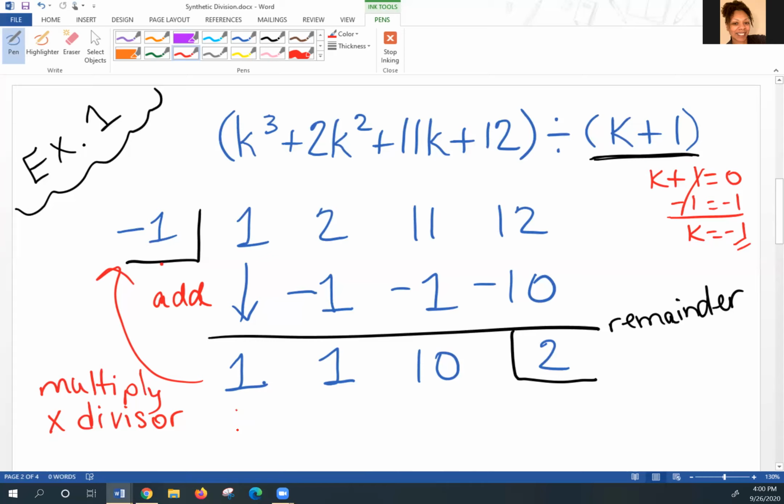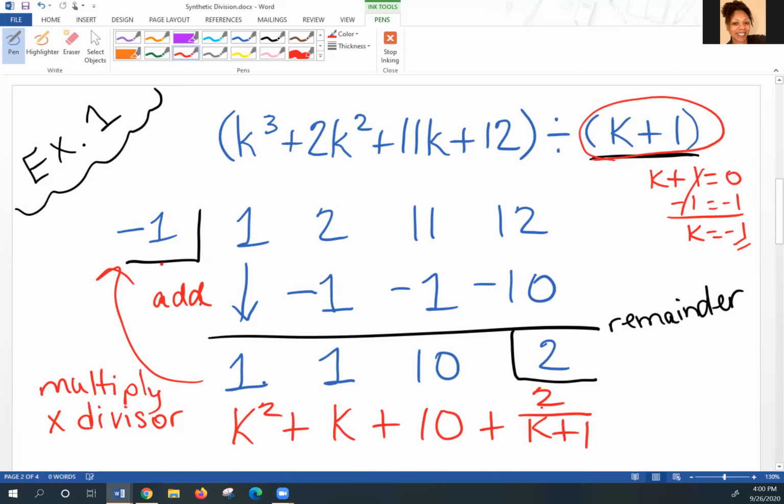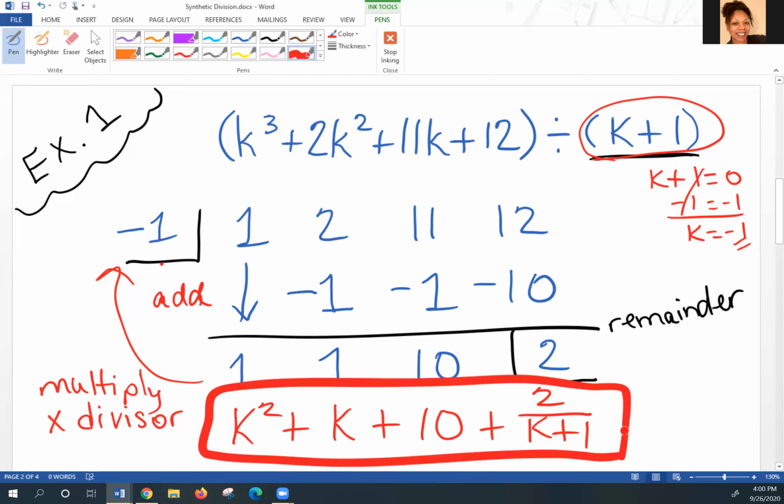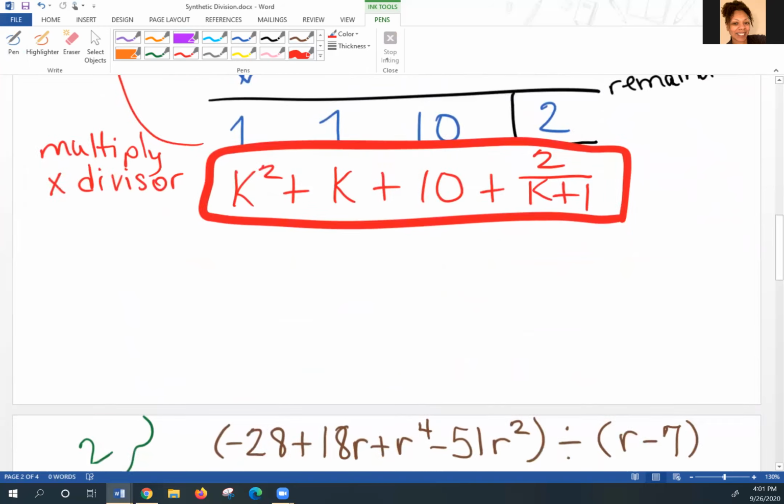So I have 1k squared plus 1k plus 10 plus, because I don't have any minus or negative signs, so I'm just using plus signs. And this is my remainder. The remainder is always in fraction form. So 2 over my divisor, k plus 1. So this is my final answer. That's my quotient for this particular problem when I'm dividing it: k squared plus k plus 10 plus 2 over k plus 1. This is how you would divide using the synthetic method, or synthetic division.